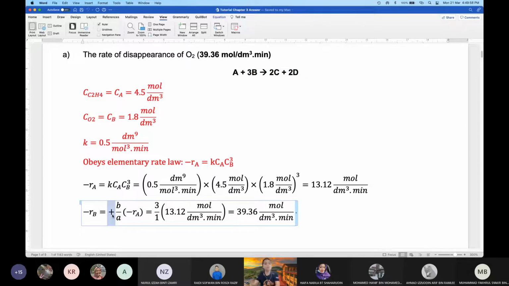So kamu ingat nombor dia boleh jadi negatif atau positif depending on the role of the species. Dalam kes ni kita nak cari kadar kehilangan, B memang disappear, they agree to one another, the number is a positive. Then don't forget you have to multiply with the stoichiometric coefficient, the ratio of stoichiometric coefficient of your oxygen to your C2H4 or your B over your A.